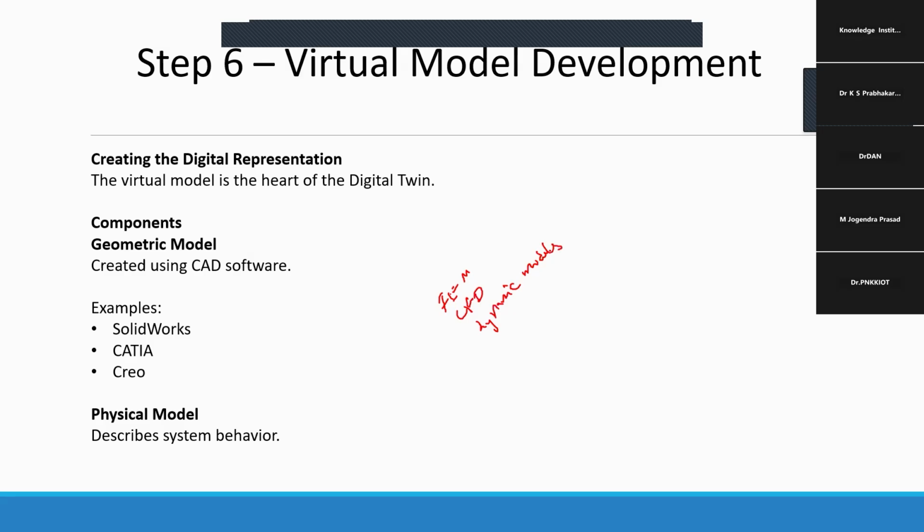The third component consists of data models that store the historical and operational information. Finally, the digital twin includes the artificial intelligence model, because it is capable of learning from data and generating predictions. In that way, you have to describe, or understand, the system behavior. That is very important.